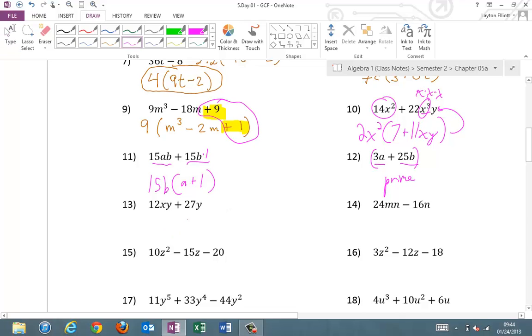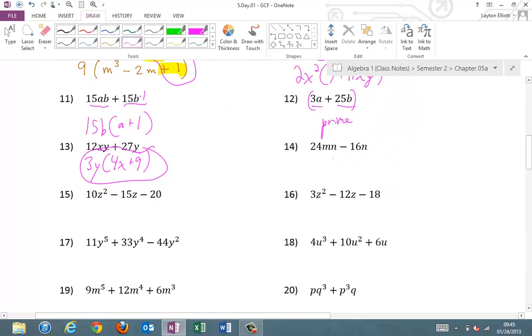Number 13, 12 and 27. 12 is even, but 27 is not, so no 2. 12 is 4 and 3, and 27 is lots of 3s. So we know we can take a 3 out. X, Y, and Y. They both have a Y. We end up with a 4x left over plus 21y divided by 3y. Let's see, is that 27y? Or 27y. Okay, well, it's still 9. 4 and 9, they're both perfect squares, but that doesn't mean they have any factors in common. So I think we're done. Yeah, I think you're right.